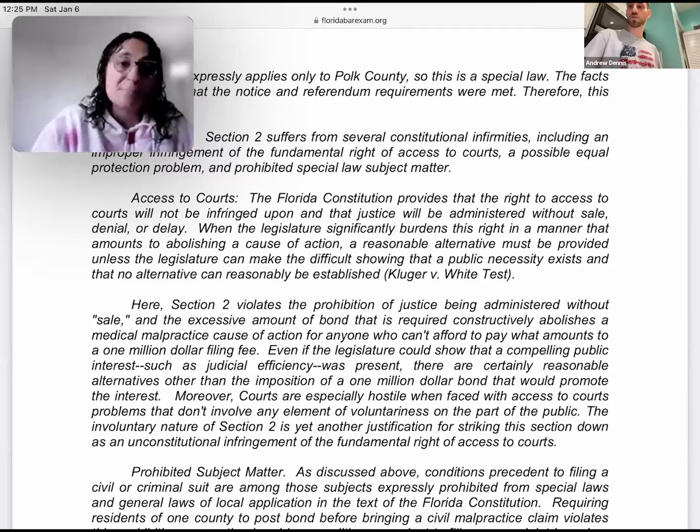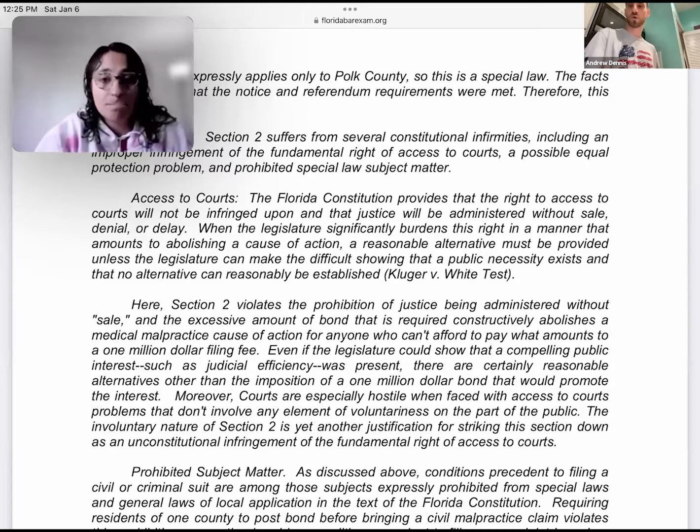The Florida Constitution provides that the right to access to courts will not be infringed upon and that justice will be administered without sale, denial, or delay. When the legislator significantly burdens this right in a manner that amounts to abolishing a cause of action, a reasonable alternative must be provided unless the legislator can make the difficult showing that a public necessity exists and that no alternative can reasonably be established. That's the Kluger Doctrine right there.